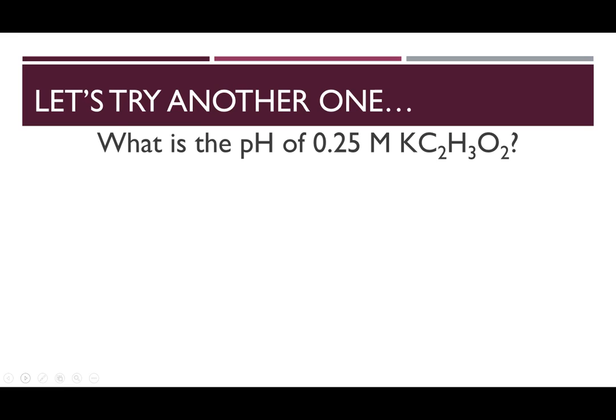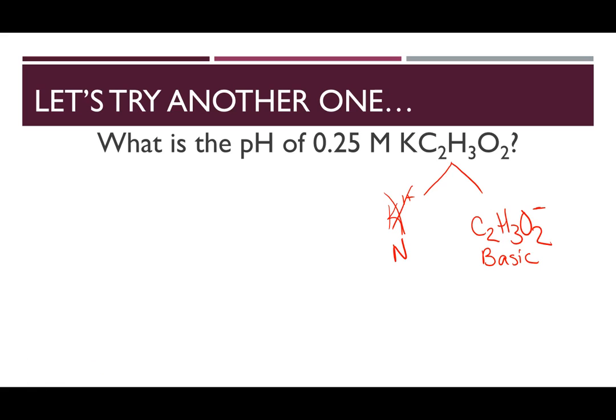All right, to solve this problem, the first thing we need to do is identify this as a salt. So potassium acetate is a salt. Break it apart into its ions. So we've got potassium and we've got acetate. Potassium is a +1 metal. It's also from group 1, so that's not going to have any effect on solution. It's going to be a neutral effect. Acetate is not one of the big five, so it's the anion of a weak acid. So using the ABs, this is going to have a basic effect. It's going to act as a base.